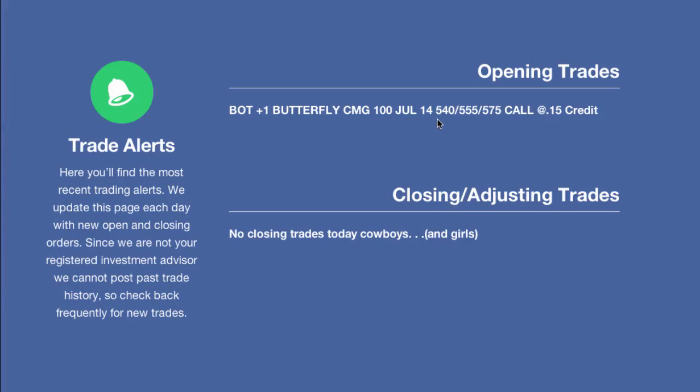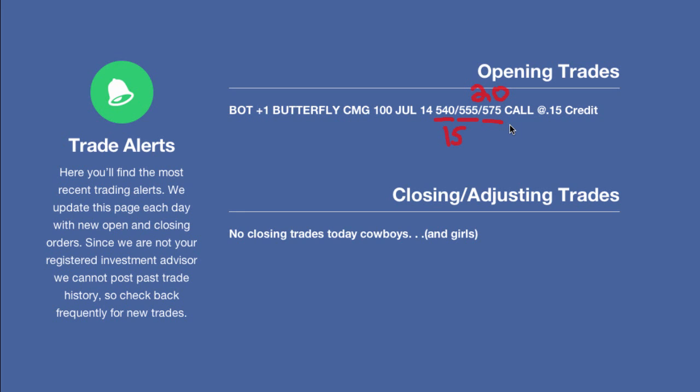and in the case of a broken wing butterfly, one side of the spread has strike prices that are uneven from the other side. So if we take our 540 strike to 555, you can see that's a $15 wide strike, right? So the difference between them is $15. Now, if this was a very even or symmetrical butterfly, then this call side on the top would be 570, so another $15 higher. But it's not. This is actually $20 higher on the top side. So this is where we get that broken wing part of our butterfly spread.